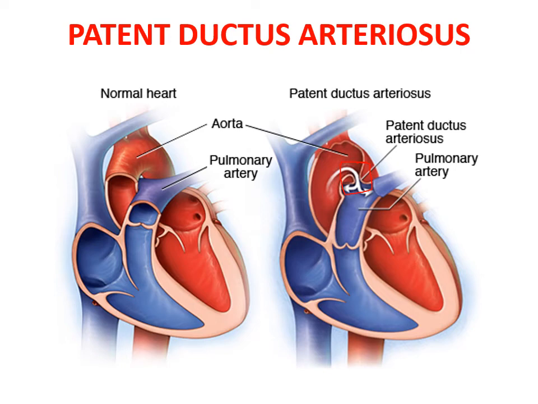So in this case, what happens? The blood that is pumped into the aorta, some will go into the body, and some of that blood will get pumped into the pulmonary artery, causing a left to right shunt. This is known as the patent ductus arteriosus.